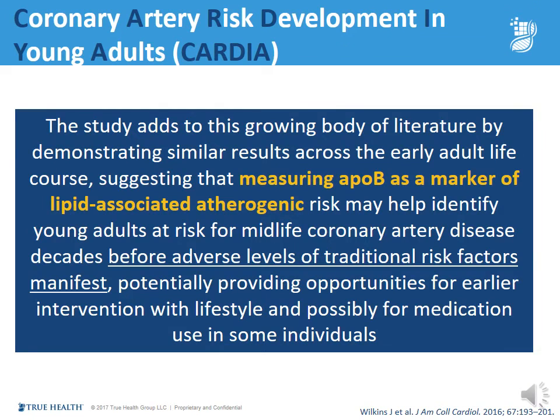Bottom line, this study adds to the growing body of literature by demonstrating similar results across the early adult life course, suggesting that measuring ApoB as a marker of lipid-associated atherogenic risk may help identify young adults at risk for midlife coronary artery disease, decades before the adverse levels of traditional risk factors manifest. And clearly, this can provide opportunities for earlier intervention with lifestyle or, if needed, medication in these people.